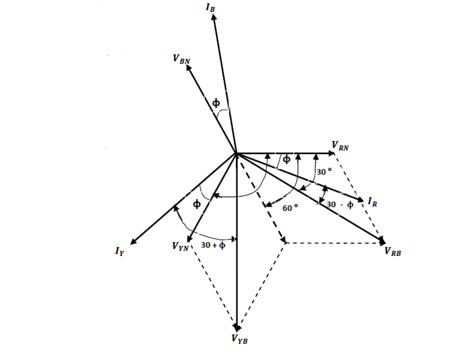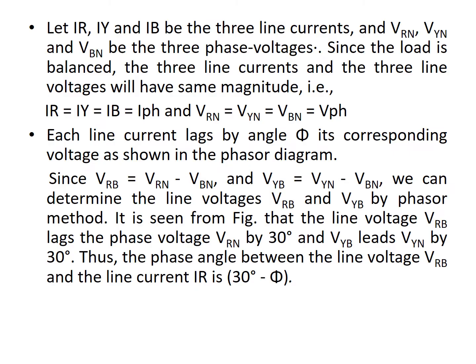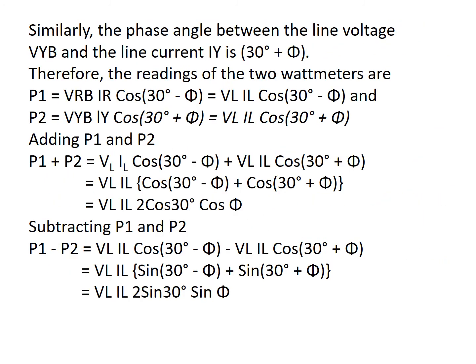But the angle between VYB and VYN is 30. So what is the angle between IY and VYB? It is 30 plus phi. So W1 is VL IL cos(30 minus phi), and W2 is equal to VL IL cos(30 plus phi). So depending on the different power factor or angle, you will get different values.